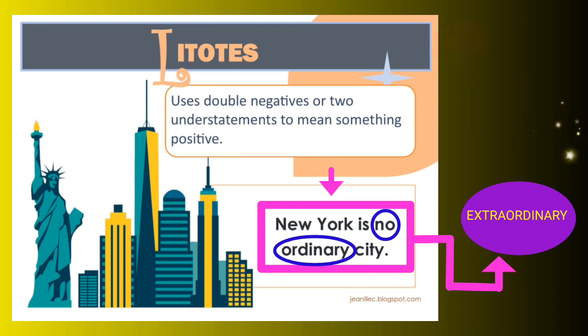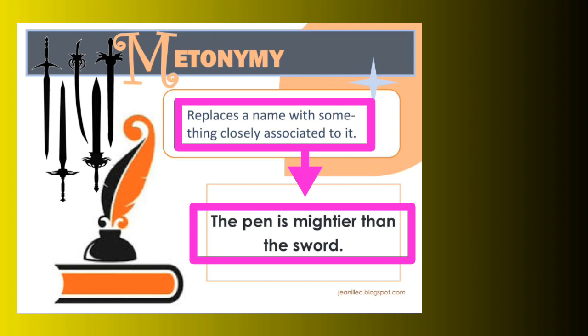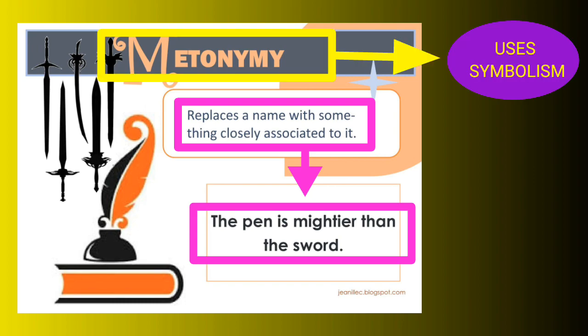as something ordinary. Metonymy. It replaces a name with something closely associated to it. The pen is mightier than the sword. Metonymy uses symbolism to represent something. In the statement, "The pen is mightier than the sword," there are two symbolisms, pen and sword.